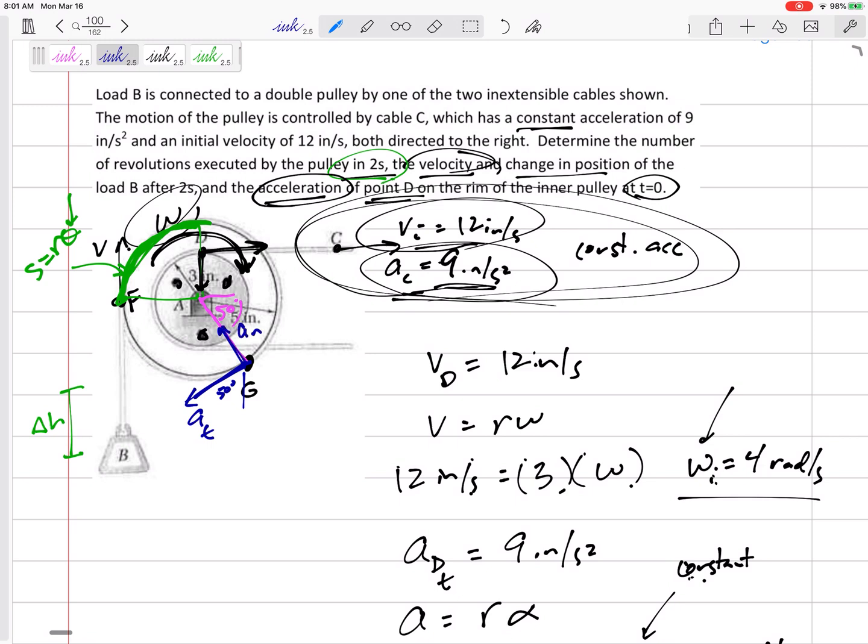I might need to break it into its i and j components. So if you're lucky, then maybe at the very top, very bottom, very right, very left, your normal and tangential are easy to see. They're completely in the i and j. But if you're unlucky, if you're at an angle, you need to be able to break that up into their components.